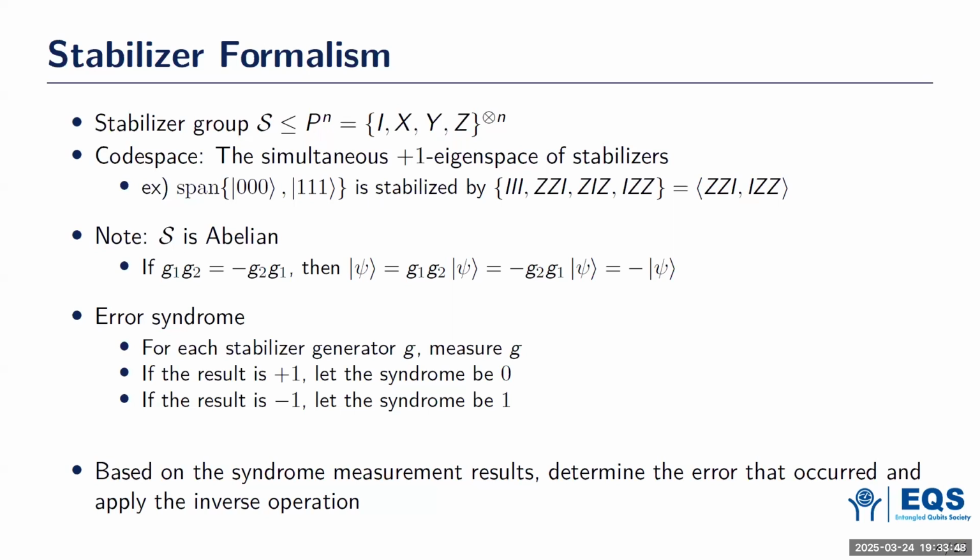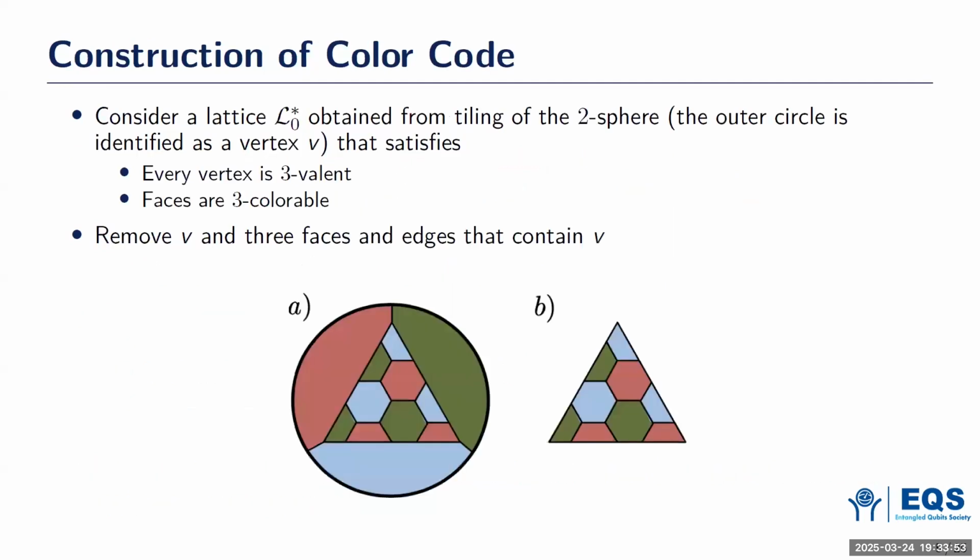Oh, okay. I'll continue. Now I will introduce color codes, which are also stabilizer codes. First, let's consider a tiling of the sphere. Figure A is a tiling of a sphere, where the outer circle is identified as a vertex V. You can imagine putting this figure on the sphere and stretching the outer circle so that it shrinks into a point.